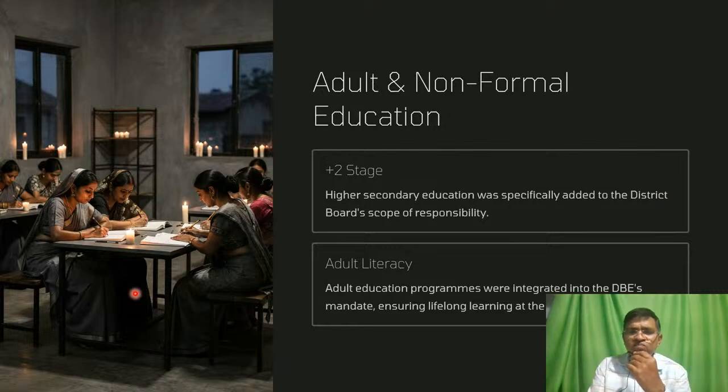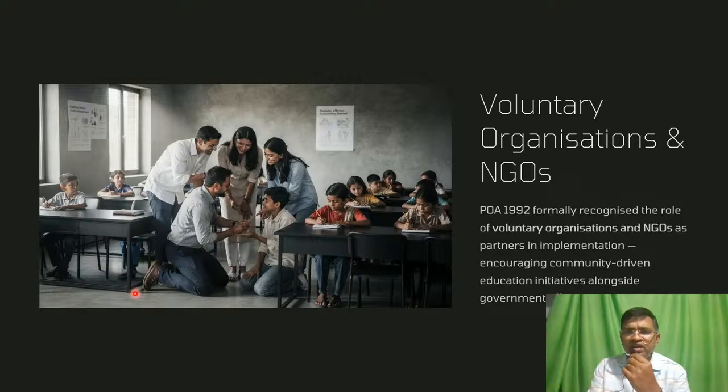So plus 2 education as well as adult literacy comes under DBE, the District Board of Education. Then voluntary organizations and NGOs. Those who want to contribute to education can do so in partnership with NGOs, non-government organizations, voluntarily. Recognized voluntary organizations and NGOs have a partnership in implementation, encouraging community-driven education initiatives alongside government efforts. Voluntary means there is no force; it's free of cost.